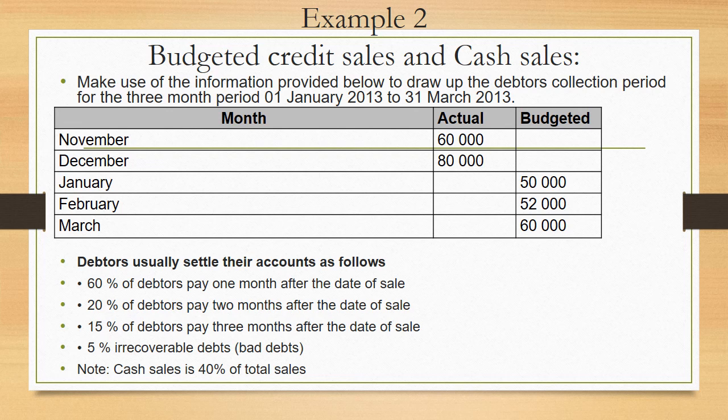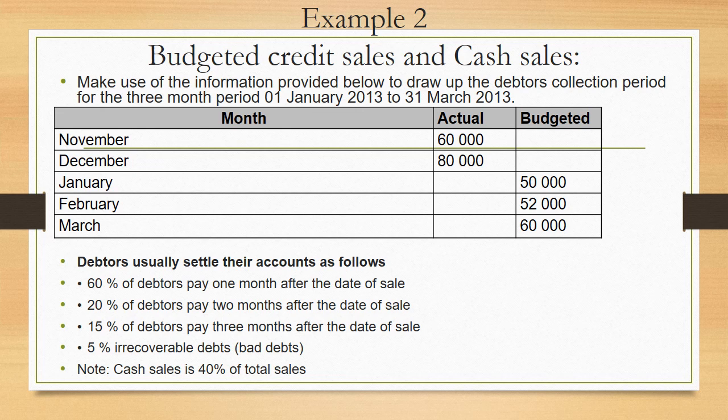So that means, for example, the 60,000 that we did in November, which is our actual sales, includes both cash sales and credit sales. So, for us to calculate the credit sales that we are going to use when we do the debtors collection schedule, we first have to subtract the percentage of the cash sales. So how will you know how much your cash sales are?